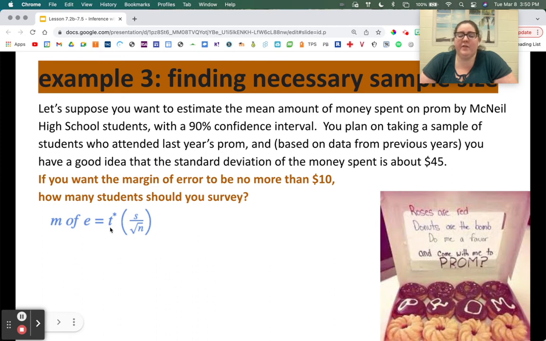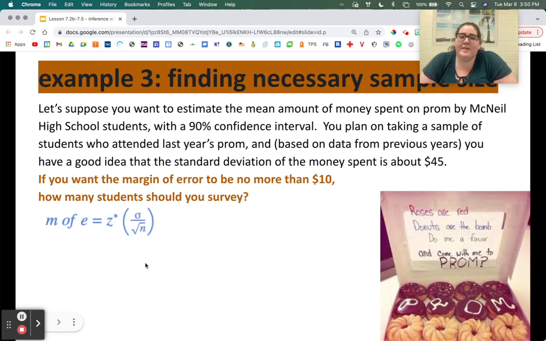T star, if you remember from our discussion, is different based on what your degrees of freedom is, and degrees of freedom is based on sample size. So there's actually no way for me to figure out what T star should be if I don't know my sample size. And I don't know my sample size because I haven't taken the sample yet, because I don't know what size the sample should be. So that makes this a little bit tricky, right? In order to actually use this formula, I would need to know the sample size, which kind of defeats the purpose of the whole thing.